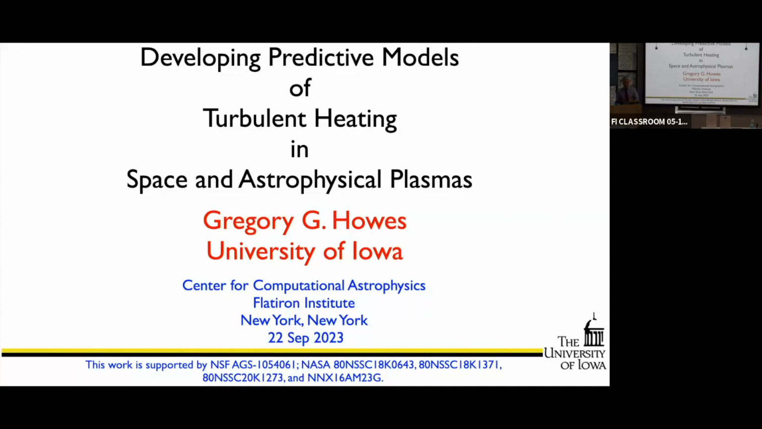And today I'm going to be talking about developing predictive models of turbulent heating in space and astrophysical plasmas. Of course, as a scientist, I didn't do any of this alone.